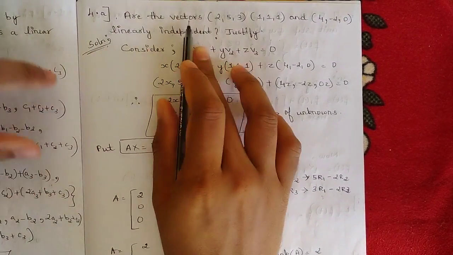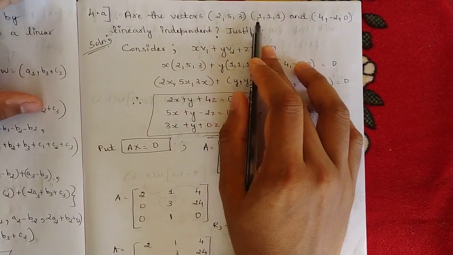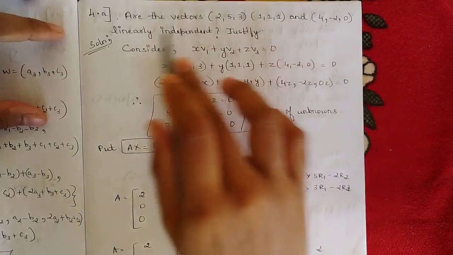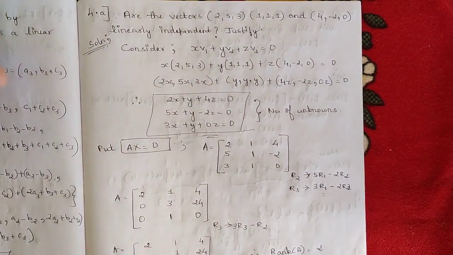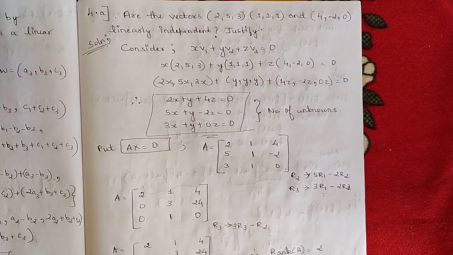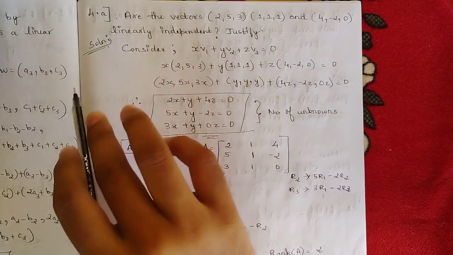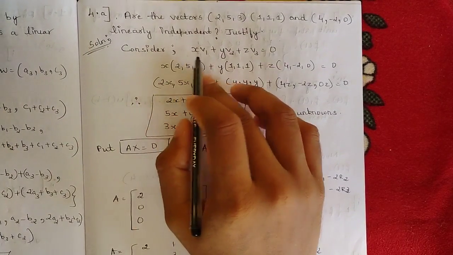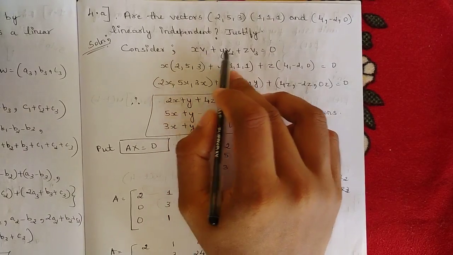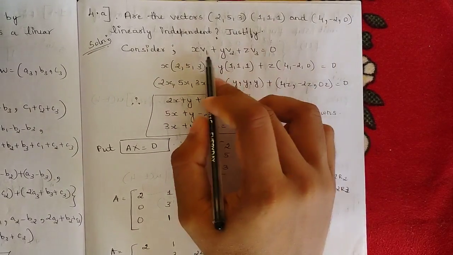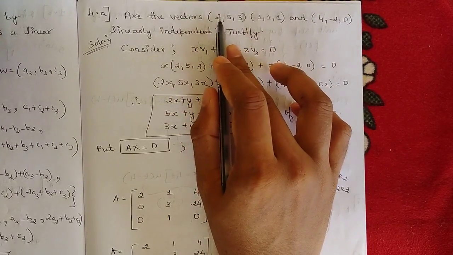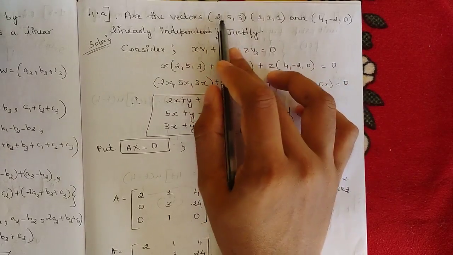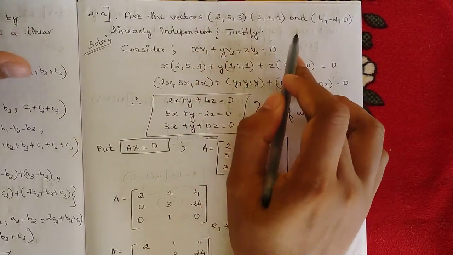Here they have given, are the vectors (2, 5, 3), (1, 1, 1) and (4, -2, 0) linearly independent or not? We should justify whether this is linearly independent or linearly dependent. For that you should know the condition for linear dependence or independence, which I have already told you under model paper 1 solution 1. We should consider x v1 plus y v2 plus z v3 equal to 0, where v1, v2, v3 are the three vectors mentioned here and x, y, z are the coefficients. We should equate it to 0.